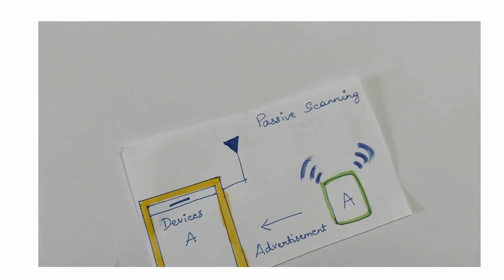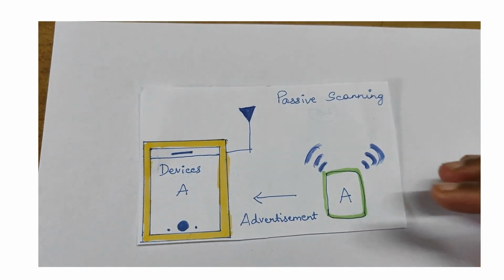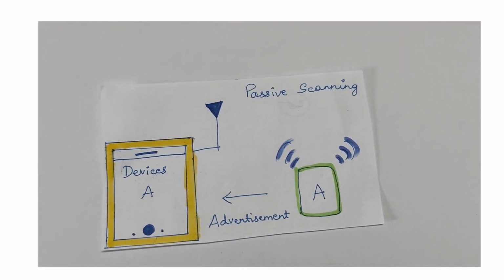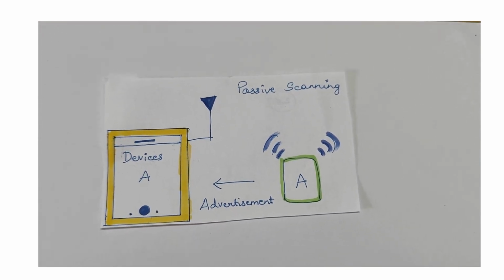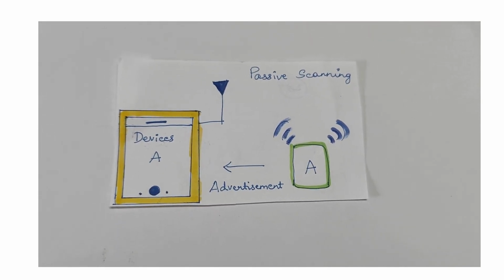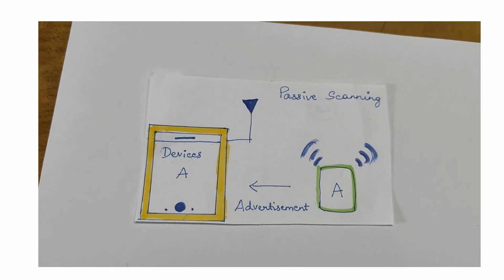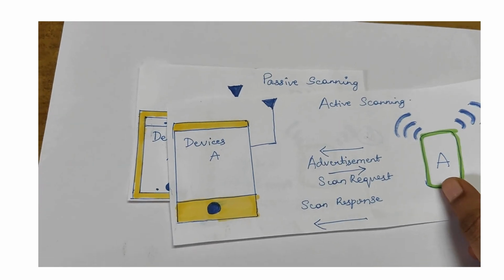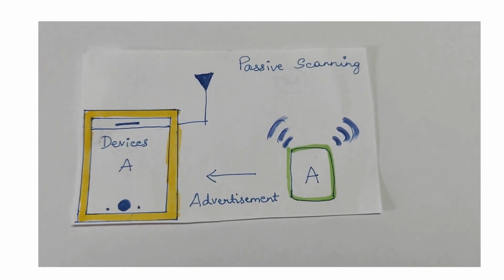In scanning, there are again two types of scanning. In advertisement, we saw there are two types of advertisement. One type was without establishing a connection, where beacons are an example, and the other type was after establishing a connection between two devices, where one will act as a peripheral and one will act as a central. Similarly, in scanning, we have passive scanning as well as active scanning. We'll go through this one by one. First we will see what passive scanning is.